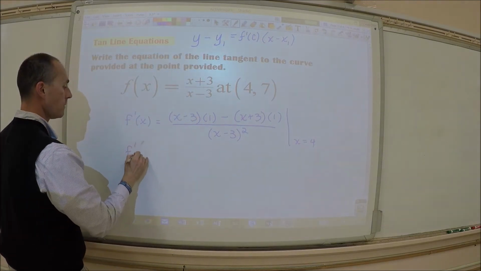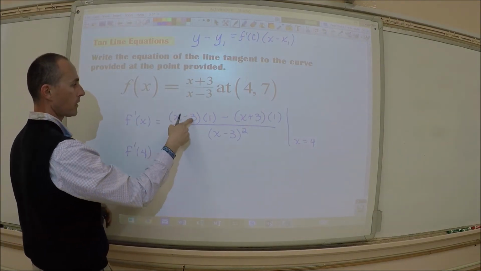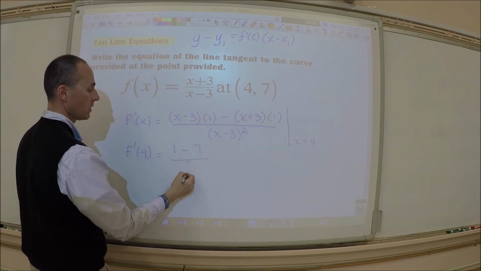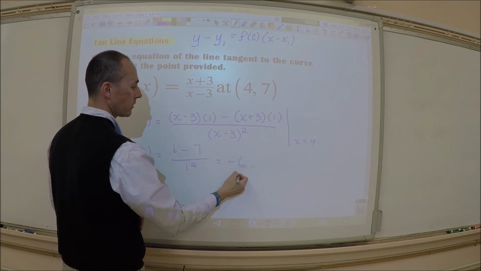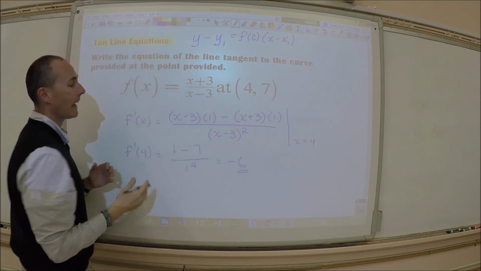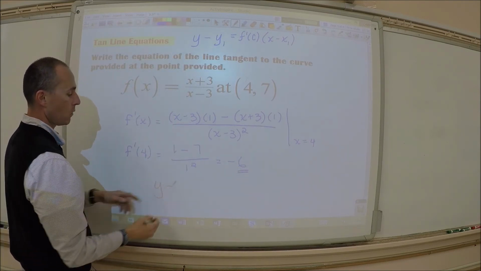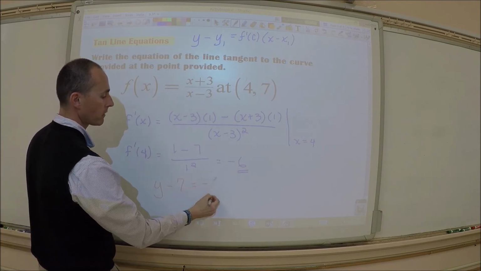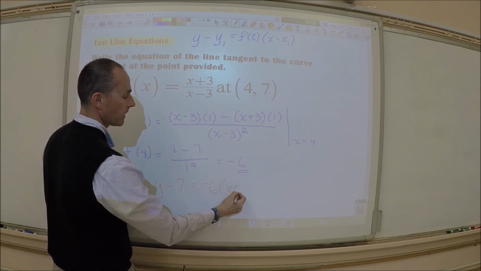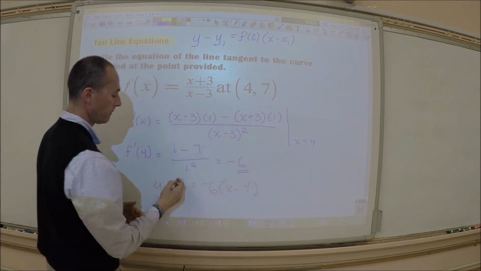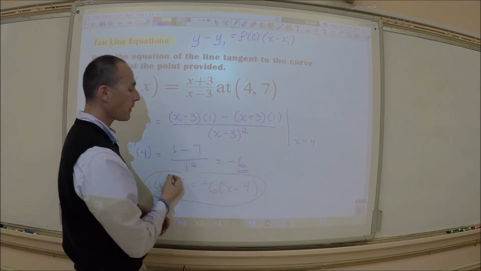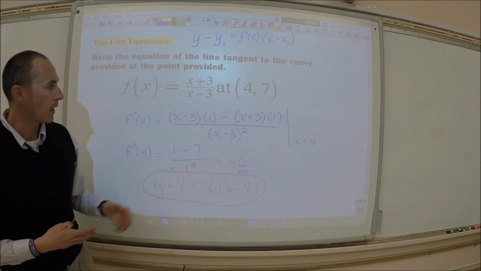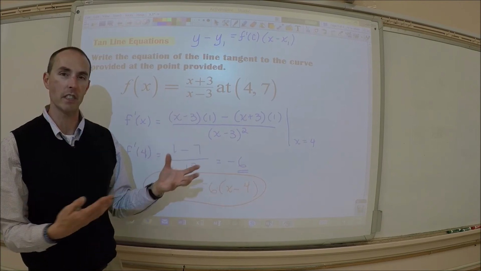So f prime of 4, let's see, 4 minus 3 is 1, so we'd have 1 there. 4 plus 3 is 7, right, over 1 squared. So it looks like -6 is my slope. So my final tangent line equation, y minus the y coordinate, equals the value of my derivative times x minus the x coordinate. So nothing new in terms of the question they're asking here, but the only new piece is now we can use the quotient rule to actually derive a function. That's really it.